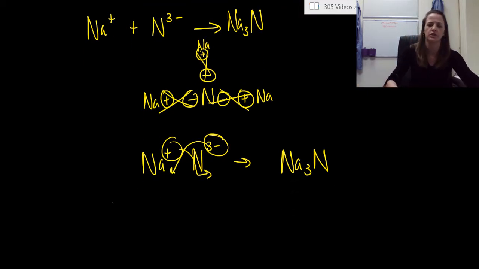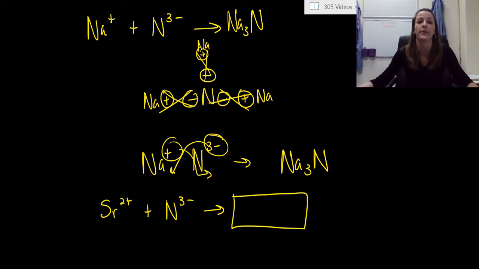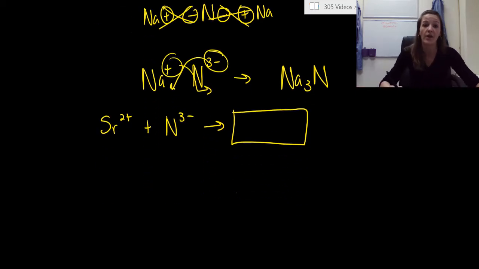Let me give you one to try at home. So strontium 2+ plus nitrogen 3-. I'm looking for the ionic compound, the actual formula, the empirical formula. Go. All right, did you get an answer? Hopefully you did. I'm going to show you both ways, the long way and the short way.